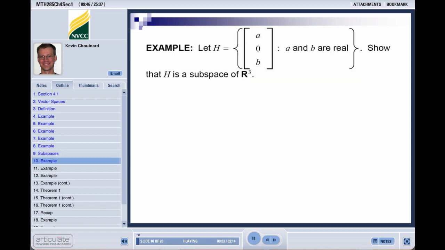Suppose we were to take the set of vectors. Now these are vectors from R3, but we're a little more specific. We don't just want any old vector from R3. We want a vector from R3 of the form (a, 0, b), where a and b are real numbers, but the middle component is always 0. Let's show that this is a subspace of R3. Okay, R3 is a vector space. Let's show that this is a smaller vector space nested within R3.